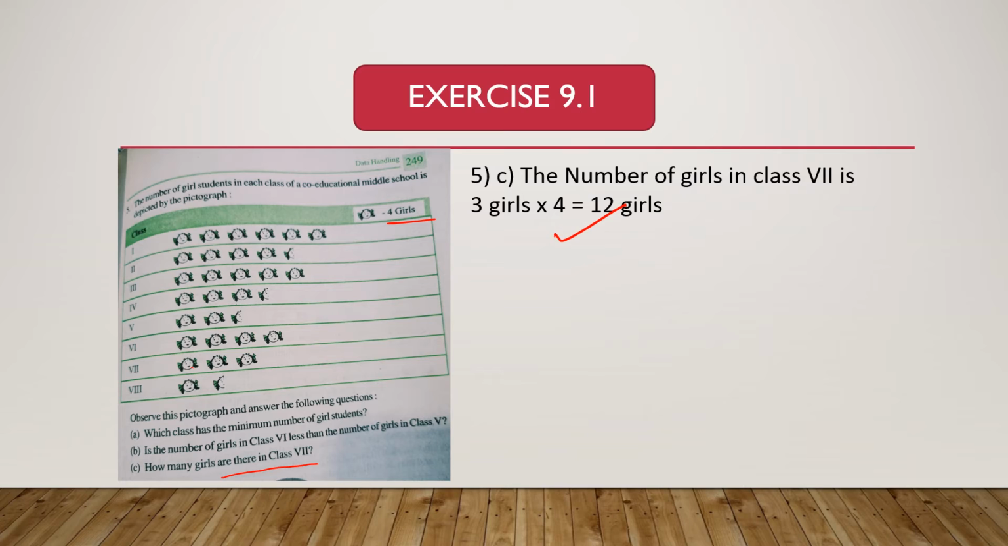How many girls are there in class 7? So there are 12 girls in class 7.